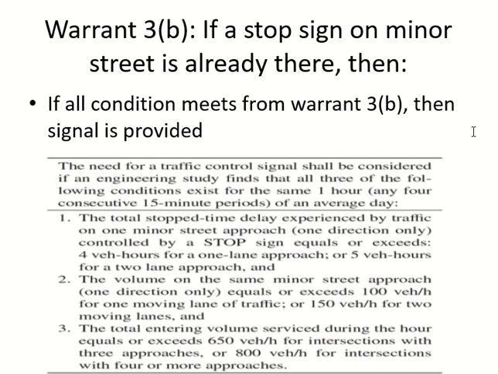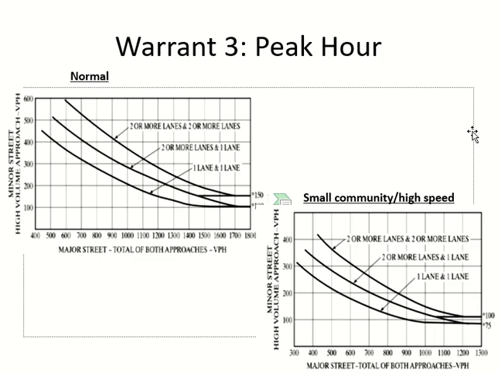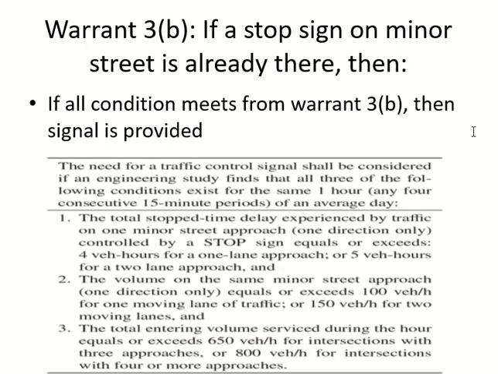Okay, this is warrant 3B. That was warrant 3A. So 3A means just look at the graph, plot your point. If the point is above the curve, condition satisfied, put the signal. If not, then you can move on to 3B.